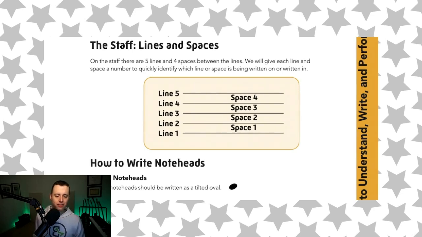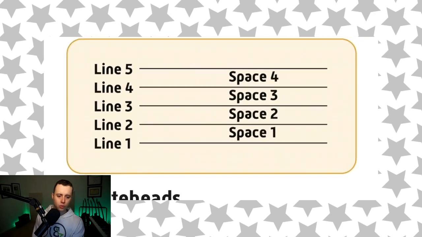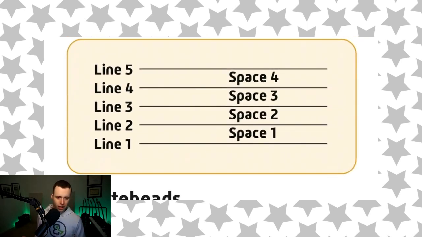So in the staff, there's 5 lines and there's 4 spaces between the lines. Now to keep track of which line and which space we're talking about on the staff, we're going to give each line and each space a number. So the line that is closest to the floor is going to be line 1. Next line up is line 2. The line closest to the ceiling is line 5.